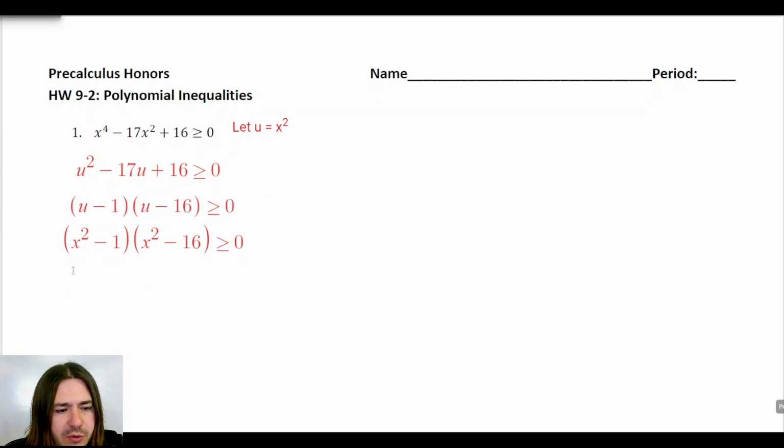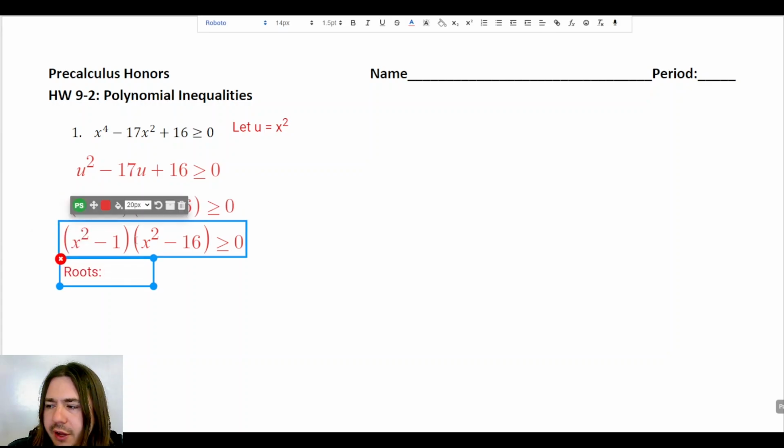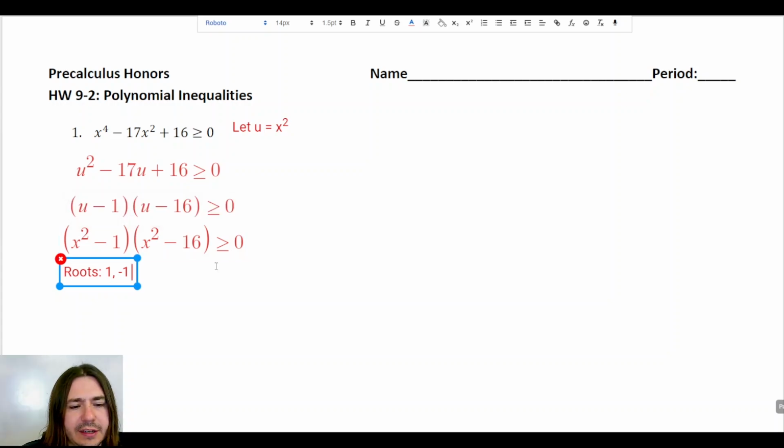So my roots are going to be, if I add 1 and then take the square root, I'm going to get plus or minus 1. So I get 1 and negative 1. And then same thing over here with this one. If I add 16 and then take the square root of both sides, I'm going to get plus or minus 4. So I get positive 4 and negative 4.